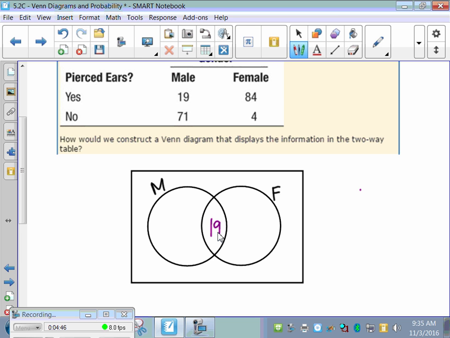Yes, we have a male and female circle, but because of the events that we defined, we have 19 that are male and have pierced ears. We also have our males that don't have pierced ears right here. Anyone know what goes inside the circle but not in the overlap? 71. And then we have our females that do not have, well, actually these have pierced ears. These could be either one.